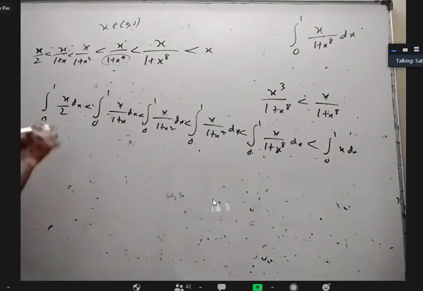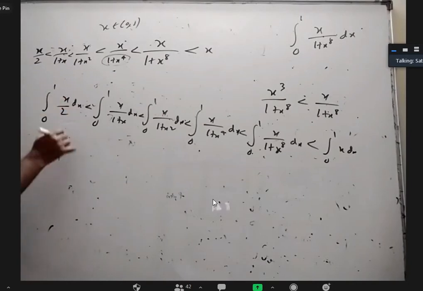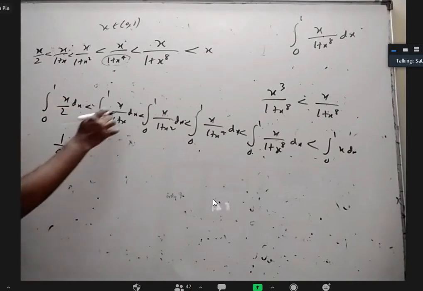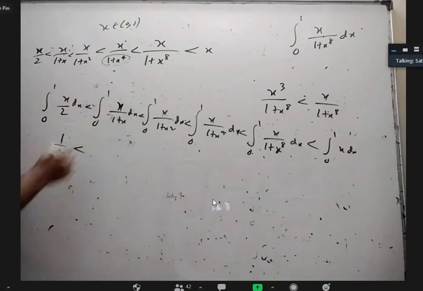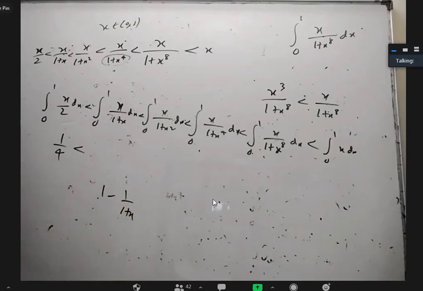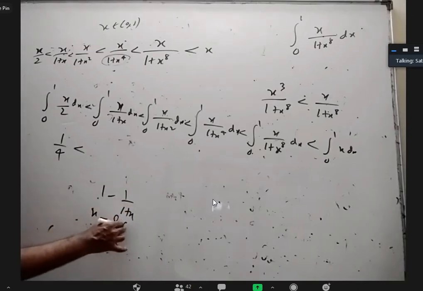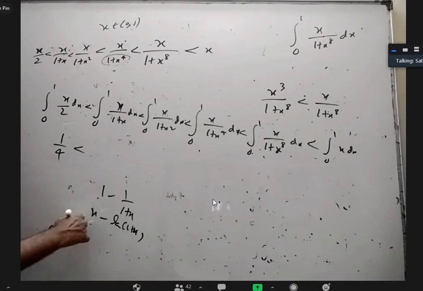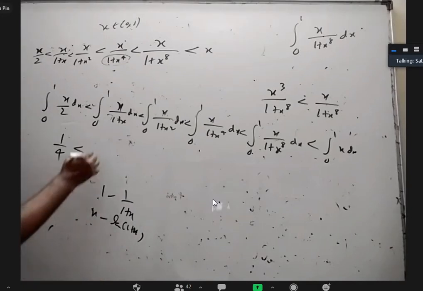Now, this integral is 1 by 4 straight away, x square by 2. What is the integral of this? I have to add 1, subtract 1. So 1 minus 1 by 1 plus x. That is x minus log 1 plus x. When I put 0, everything is 0. When I put 1, it is 1 minus log 2.